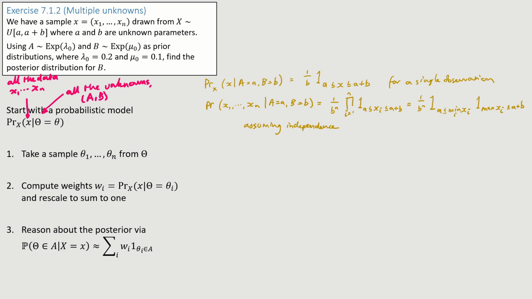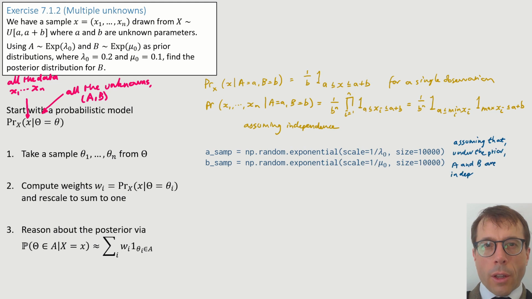Step 1 seems easy. Take a sample θ1 up to θn from the random variable theta. Remember, we said theta is a pair of unknowns, theta equals a, b. So this instruction is telling us to take a sample of AB pairs. The question tells us what distribution to use as the prior for A and what distribution to use as the prior for B, but it doesn't actually say anything about AB pairs.